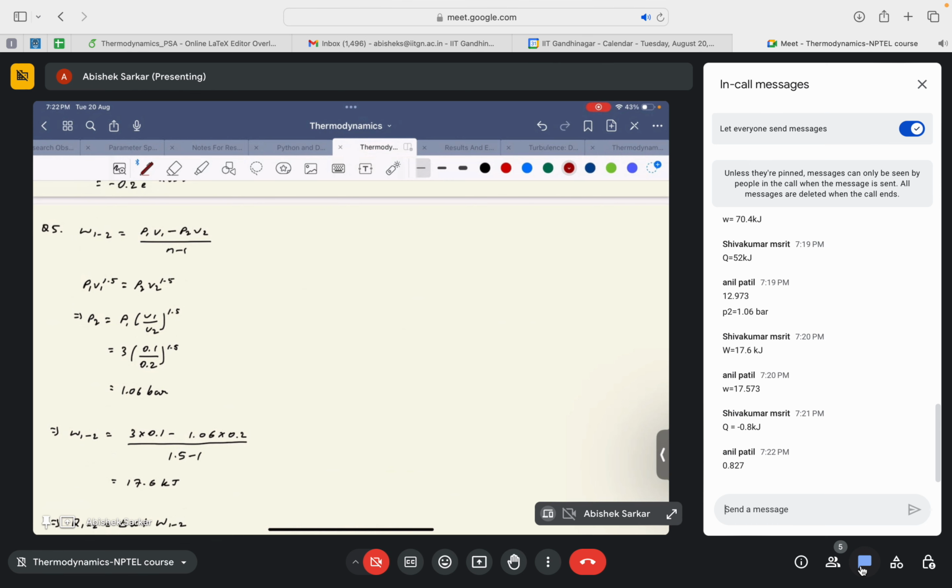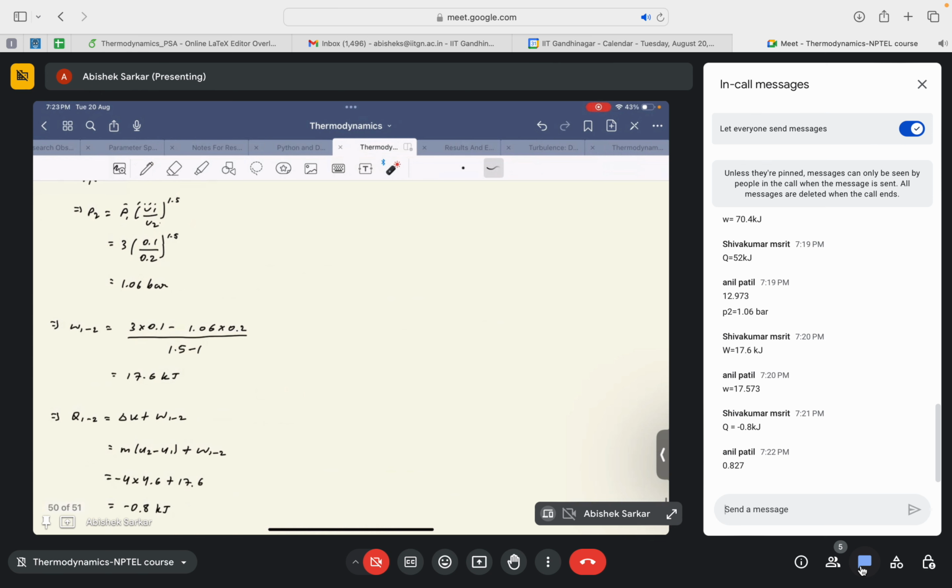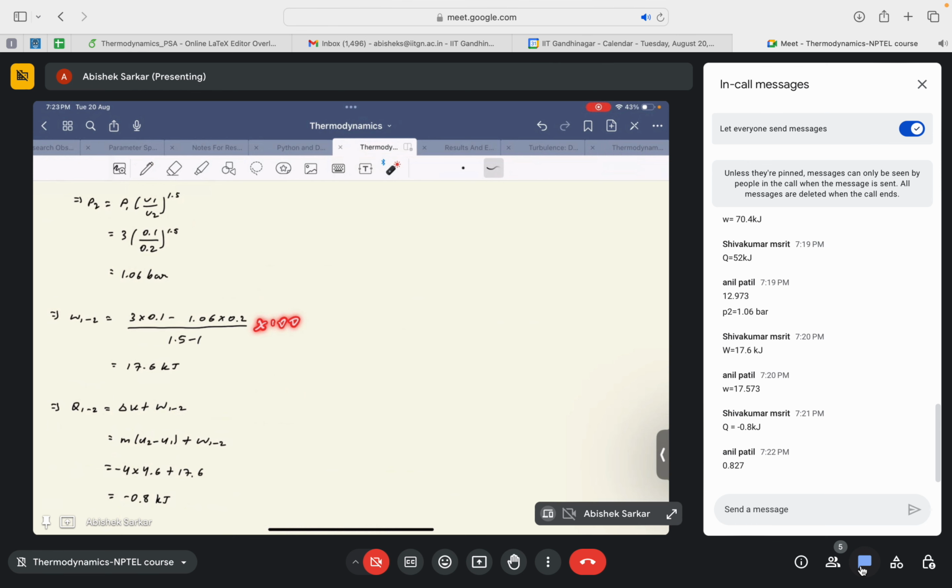So we know that P1 V1 to the power 1.5 is equal to P2 V2 to the power 1.5, because PV to the power 1.5 is a constant. Okay. So P2 is P1 times (V1 by V2) to the power 1.5. So P2 is 3 into (0.1 by 0.2) to the power 1.5, or P2 is 1.06 bar. Now, work done will be given by this equation. Just substitute the values of P1, V1, P2 and V2 to get that work done from 1 to 2 is 17.6 kilojoule. Just multiply by 100, because pressures are in bar and volumes are in meter cube, to get the answer in terms of kilojoules.